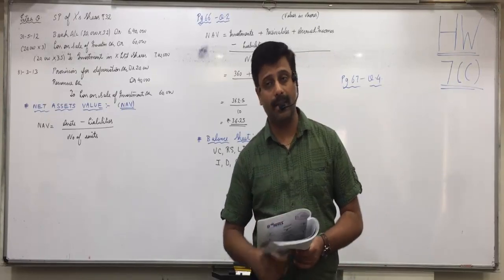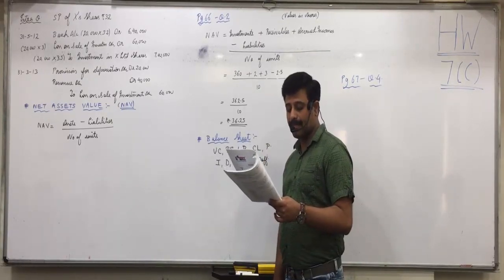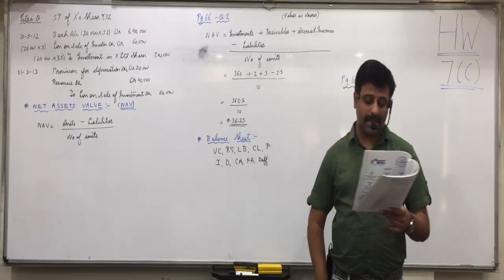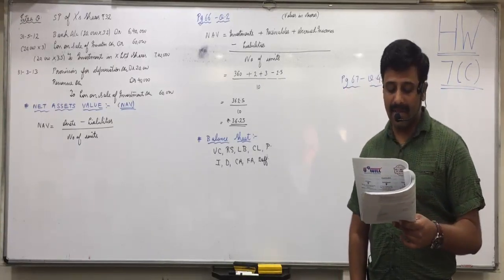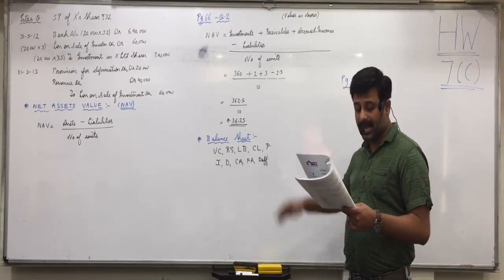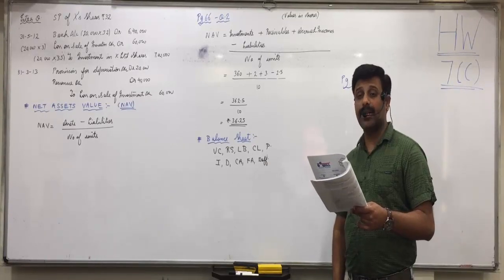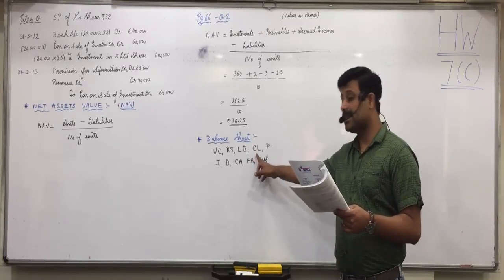Provision for gratuity, P, provision. Then provision for staff welfare fund, P. Provision for doubtful income or deposits, P. Deferred revenue expenditure to the extent not written off, DEFF, that will come at the end. Contract for purchase of investment in securities, current liabilities, CL.